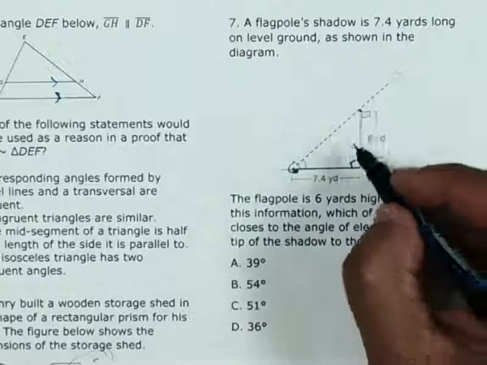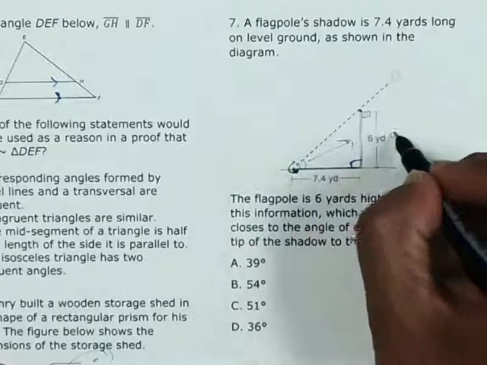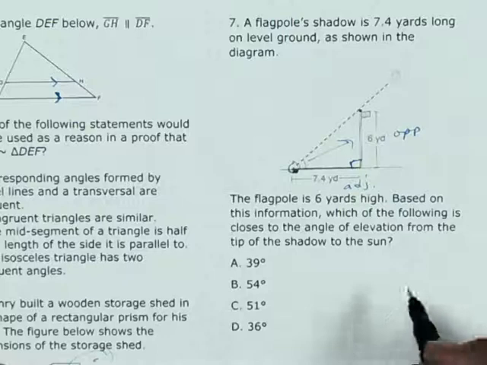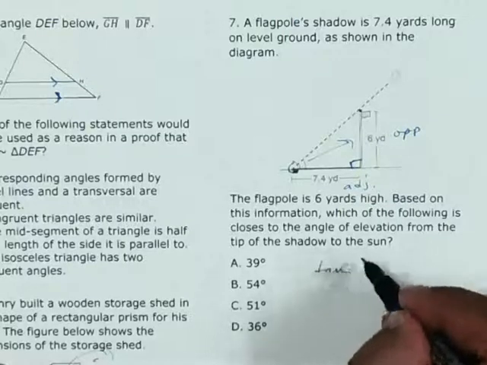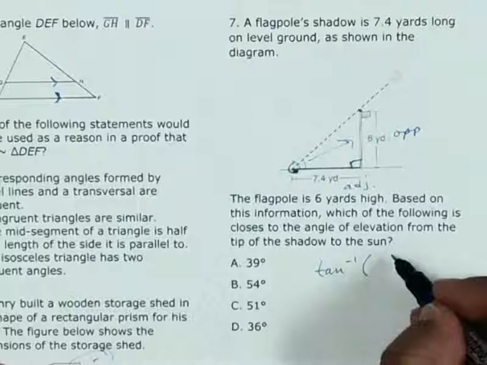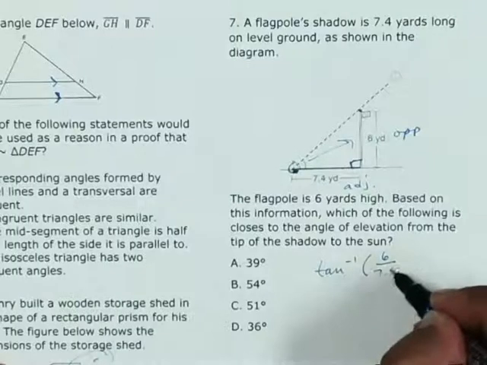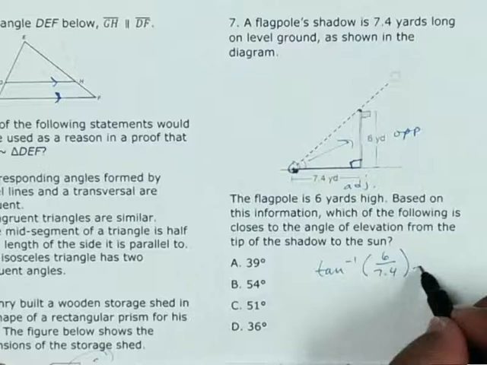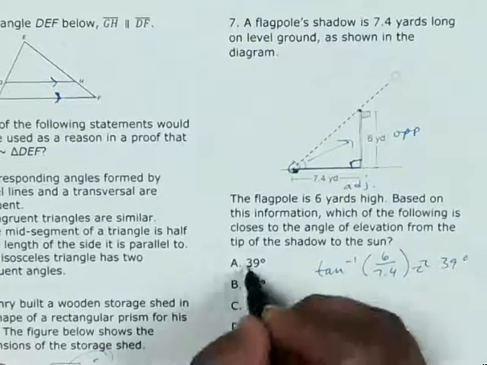So I'm going to use, from here, this would be opposite, and this would be adjacent. So that means I'm going to have to use my tangent function. But because I want the angle, and you remember that we use our inverse function, so that's going to be opposite over adjacent. Okay. Also make sure that your calculator is set to degrees, and that's going to give us about 39 degrees. So that's going to be A.